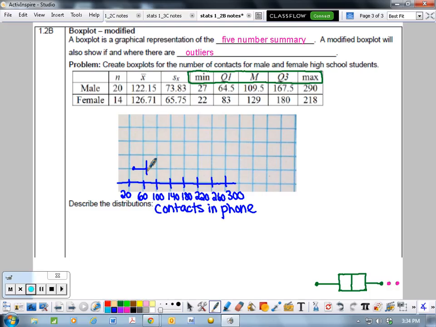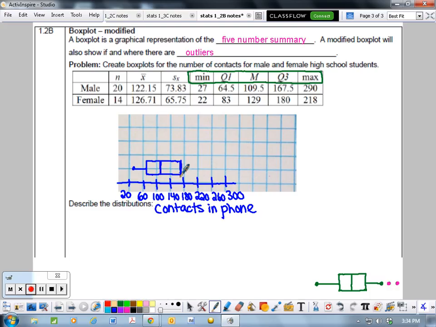Then I'm going to graph my median, which is right around 110. So I draw a line right there. And then I'm going to draw my third quartile, 167.5. So probably right around maybe here. And then I draw out the box.